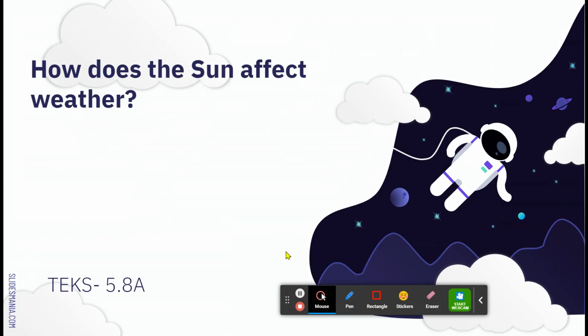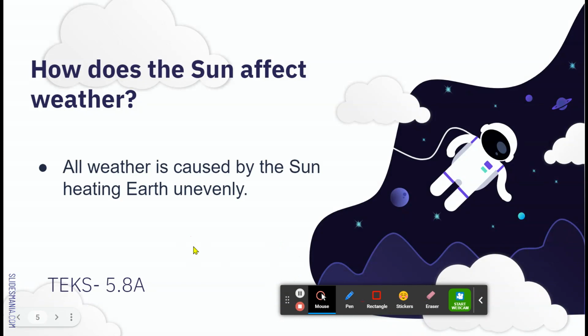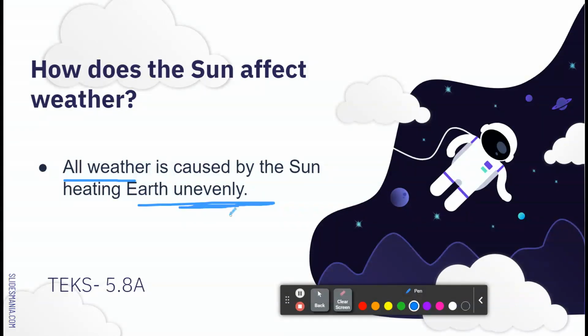All right. So let's answer this question. How does the sun affect weather? Well, all weather is caused by the sun heating up the earth unevenly, right? Different parts of the earth are getting heated unevenly by the sun all the time.